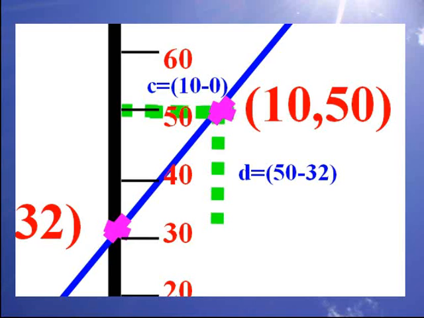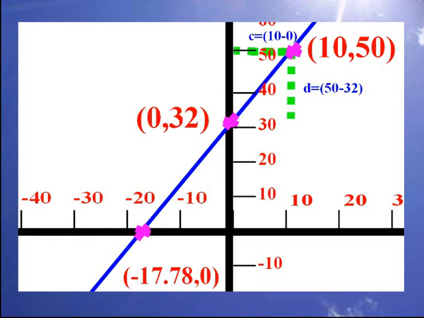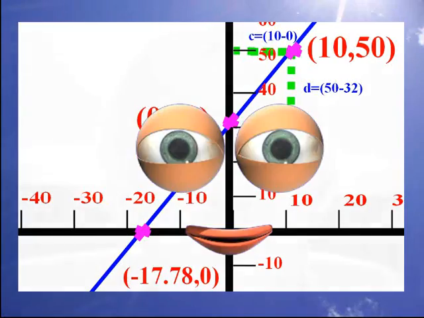Now, the gradient of the line is easy to work out. It is merely 50 minus 32 divided by 10 minus 0, i.e. 18 over 10, or 1.8. We can now see also that c equals 32, i.e. the value of Fahrenheit when centigrade equals 0.